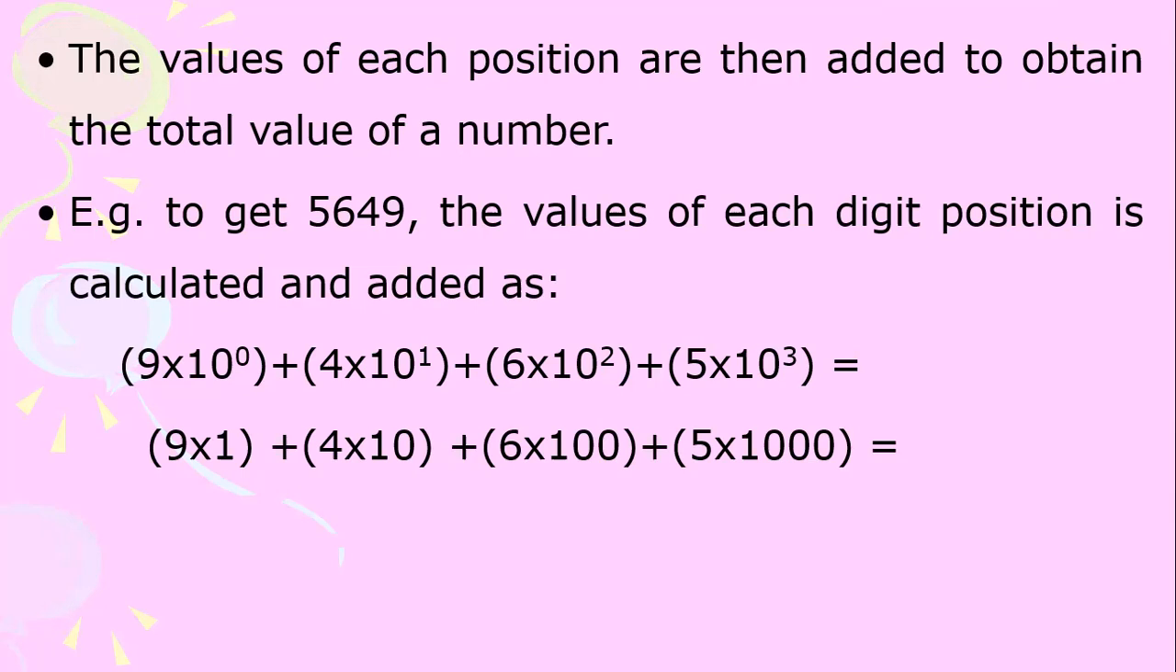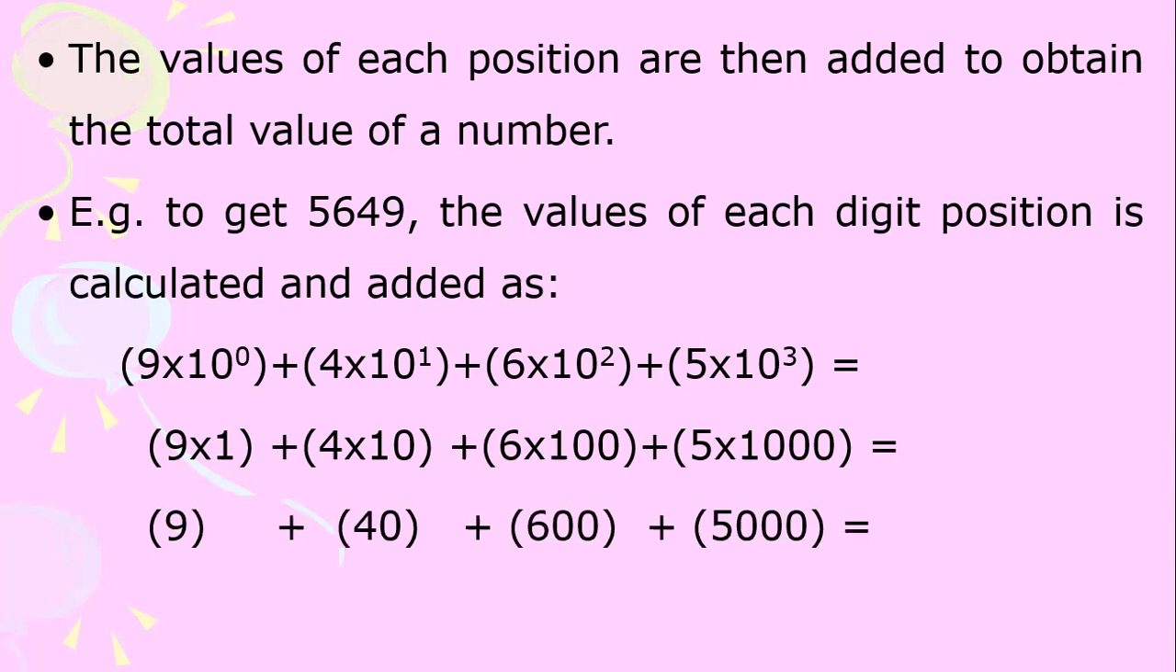Plus 5 times 1000, because 10 raised to the power 3 simply means 10 times 10 times 10, 10 multiplying by itself 3 times, giving 1000. So the answer is 9 plus 40 plus 600 plus 5000, which gives 5649 to base 10 or index 10. Good.